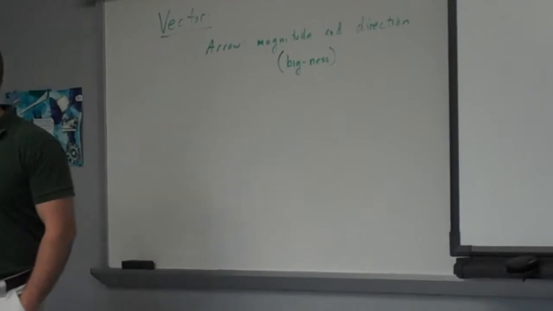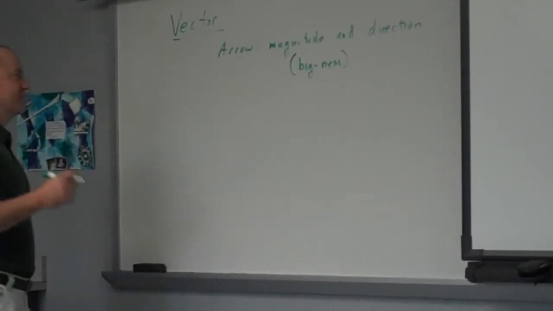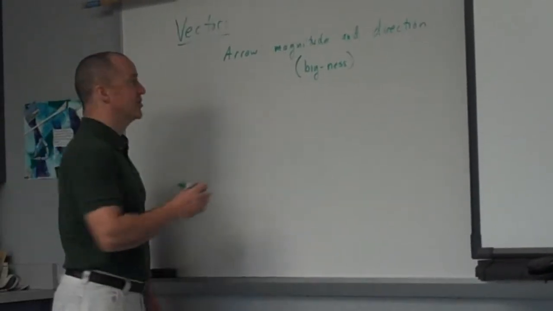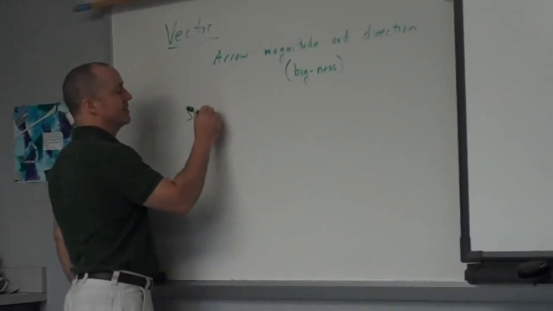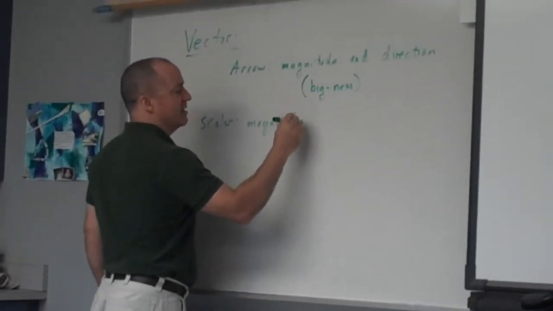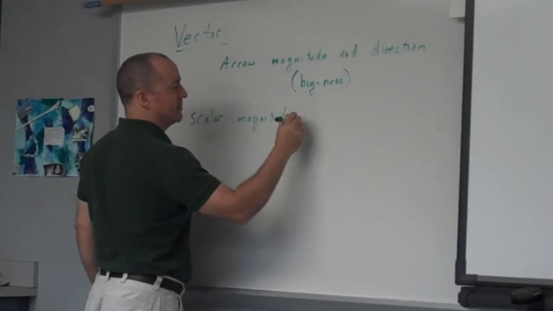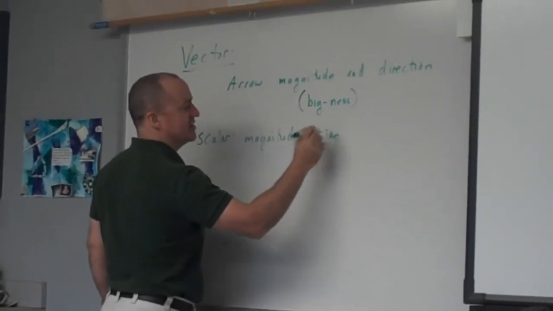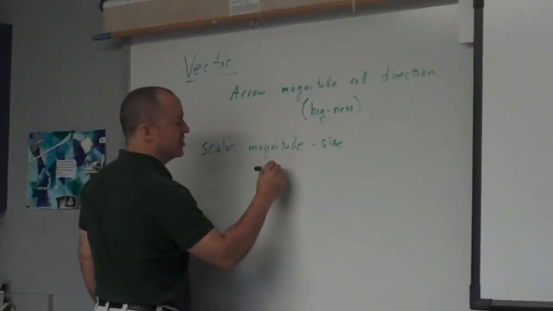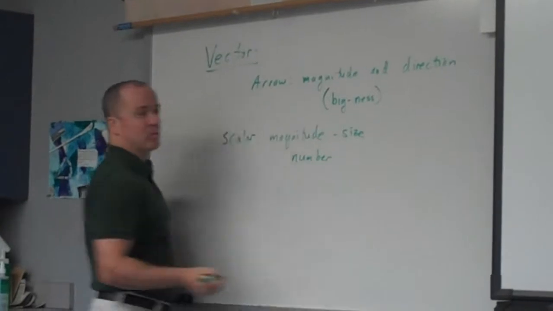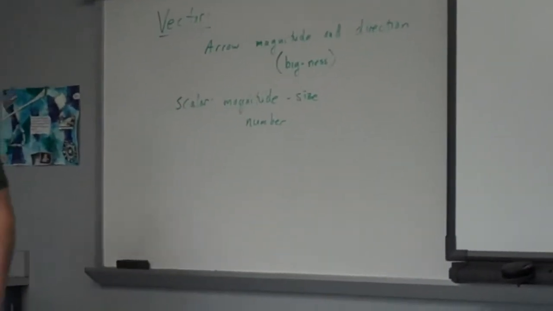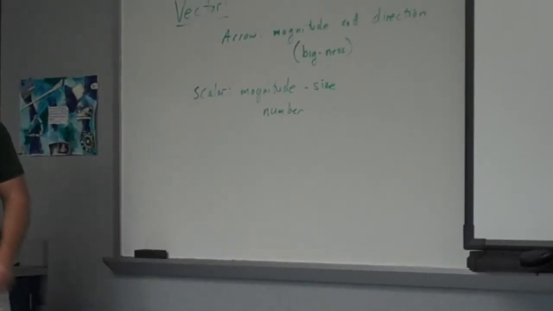Direction should be self-explanatory. Now, since I'm going to start talking about vectors, I have to compare vectors to things that are not vectors. A scalar only represents magnitude. So a scalar only represents size or quantity or magnitude. In other words, a scalar is just a number. You've been working with scalars all along, but now we have something to compare it to. I can now give you a new definition, actually.